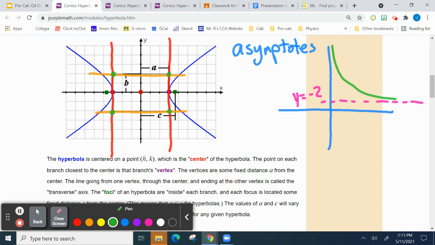Because the asymptotes are going to be, oops. Oh, I missed that horribly. Where's the undo button? It doesn't exist. Those are going to be the asymptotes, like that, right?